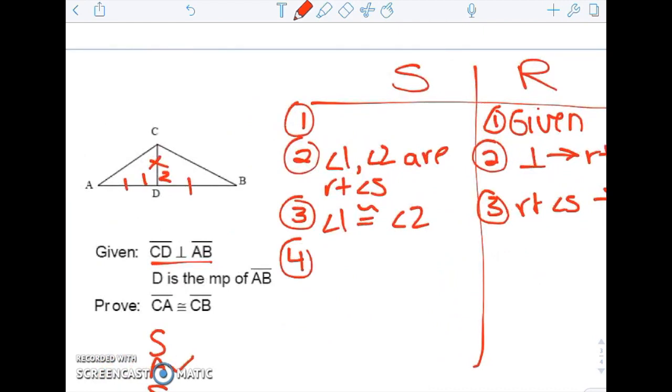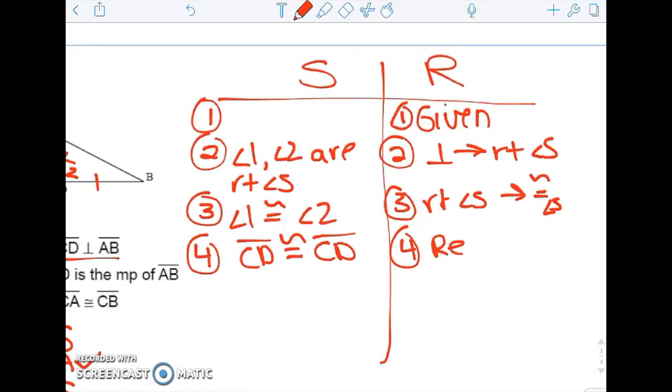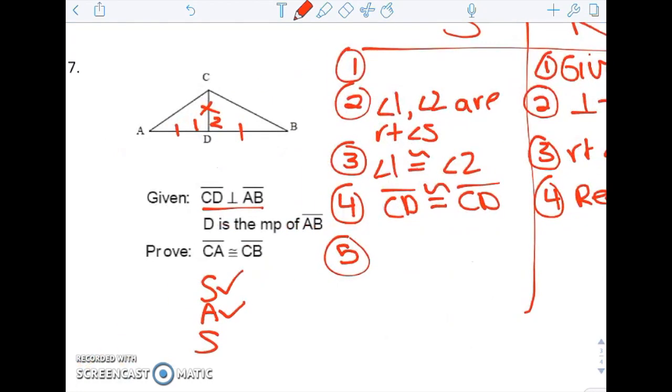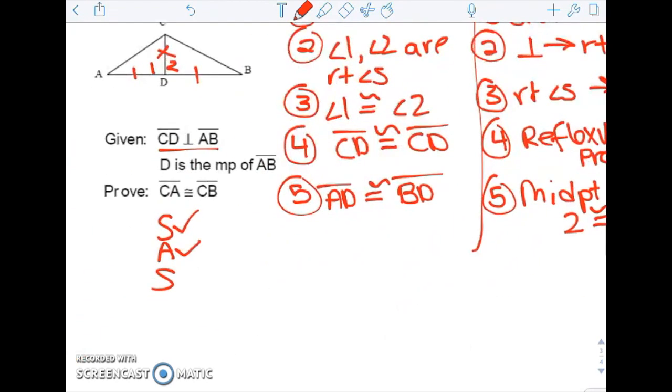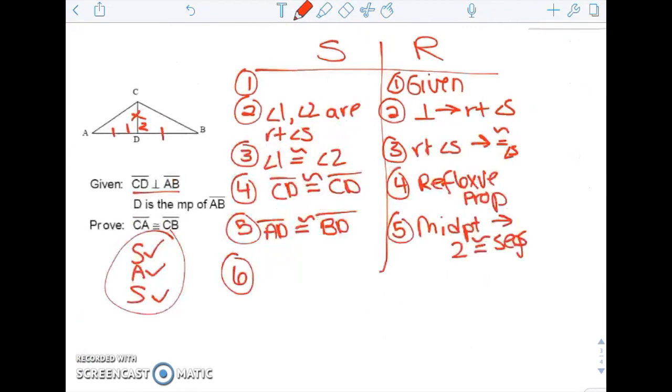Now I need my sides. So CD is congruent to itself because of reflexive property. That's a side. And AD is congruent to BD because, look at your given, midpoint implies two congruent segs. Check that off. So now once all three are checked off, I can say that my triangles are congruent.